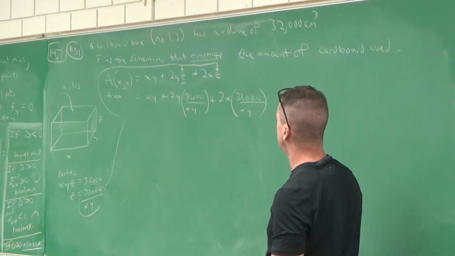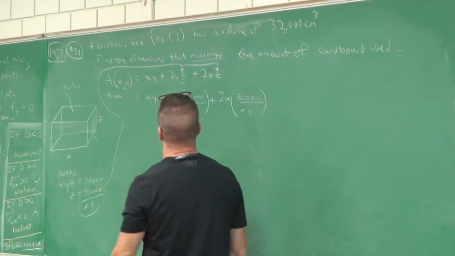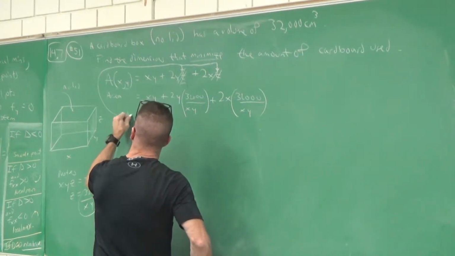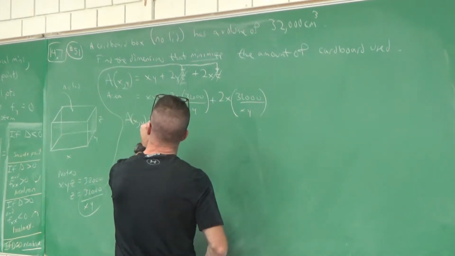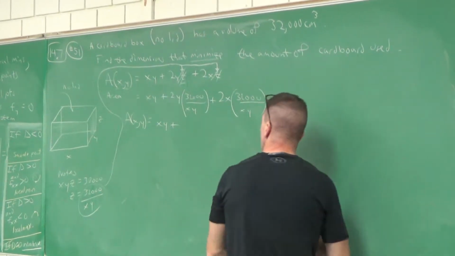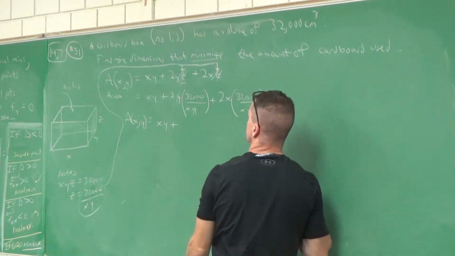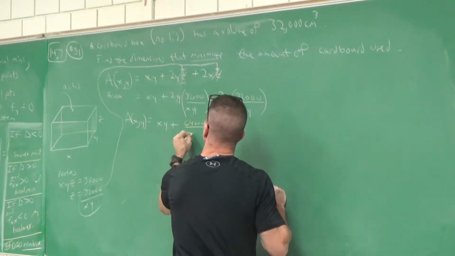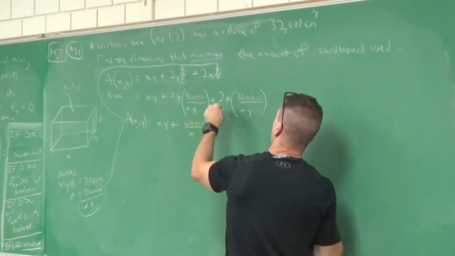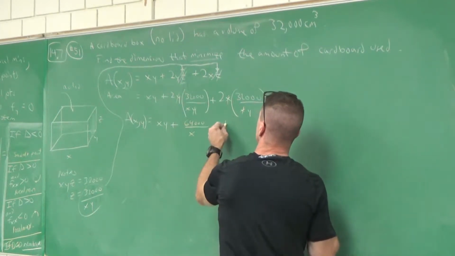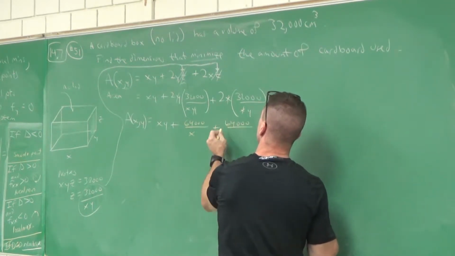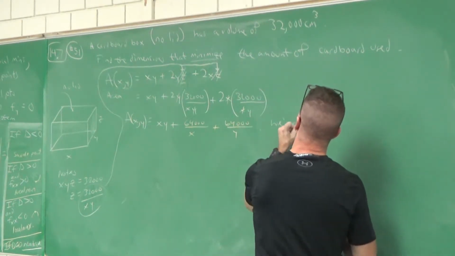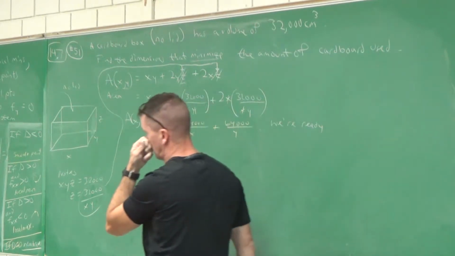Is anything simplified? Nice. So you're getting rid of these. Now I do have a function of X and Y. Area of X and Y is equal to XY plus, the 2 times 32,000, what's that? 64. So 64,000 over X plus 64,000 over Y. There we go. Now we're ready. We're ready to start step 1.